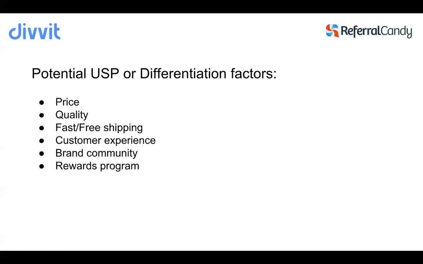So your USP can be literally anything. Your differentiation point can be just about anything. It could be price. You could have the lowest prices on the market. It could be quality. It could be that the quality of your products is so much higher than anybody else's that it just makes sense to shop with you. It could be like Amazon. You could have the fastest or the most free, lowest costing shipping that exists out there.